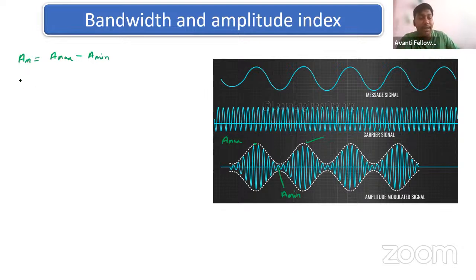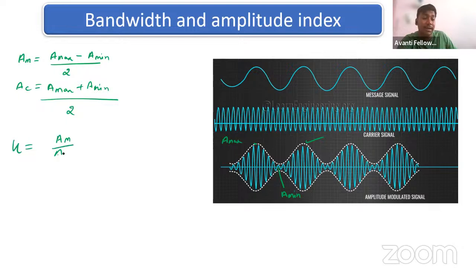This will be equal to K AM maximum of this AC, divided by 2. For the carrier wave, we will have the sum of A max and A minimum amplitude, that will be equal to 2. Then the modulation index can also be written in terms of this AM and AC.